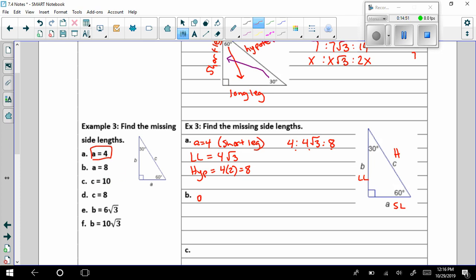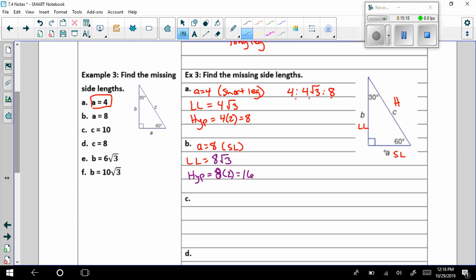So second one, a equals 8. We're using the same triangle every time here, so again that's our short leg. So our long leg, we're going to take that 8 and multiply it by the square root of 3. And then our hypotenuse takes 8 times the 2. We double it and get 16. Okay, so what that says is if this is 8, then this would be 8 root 3, and this will be 16. Every single time it has that original proportion that you can use.